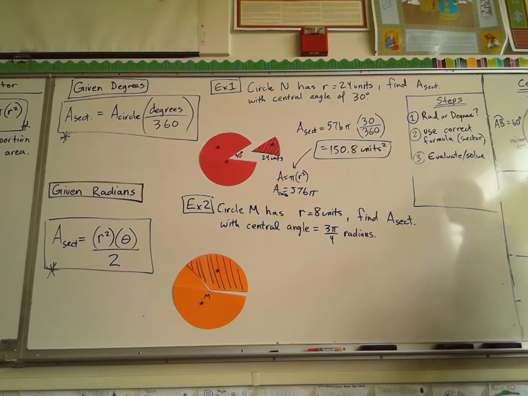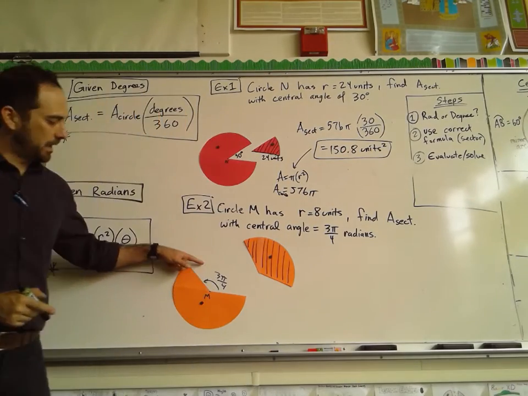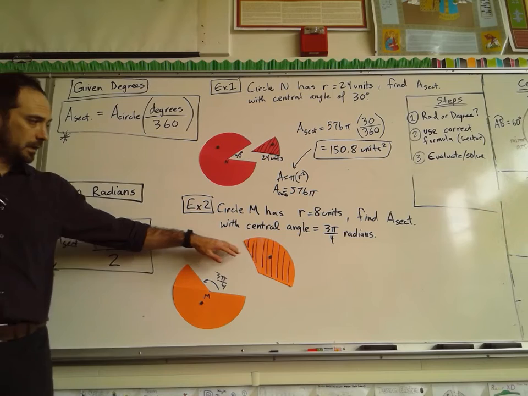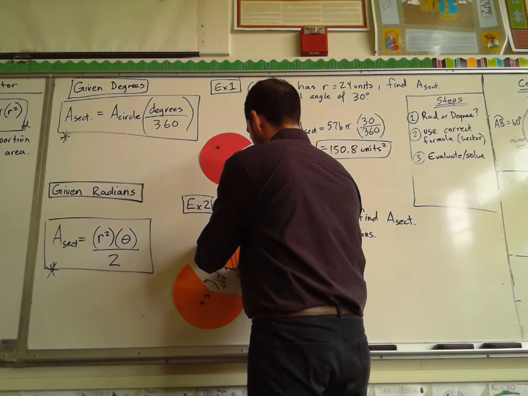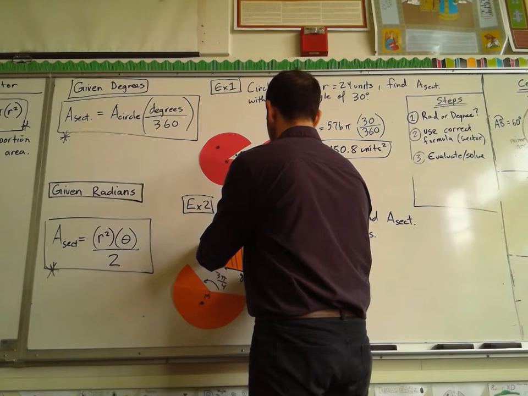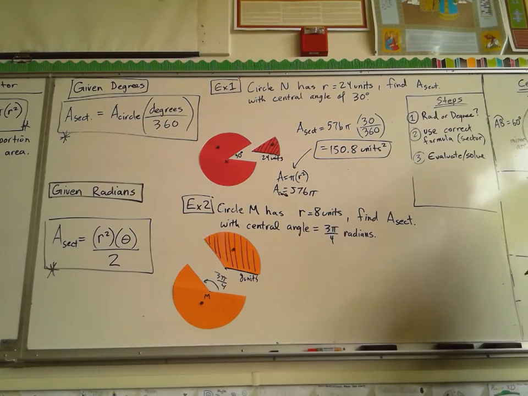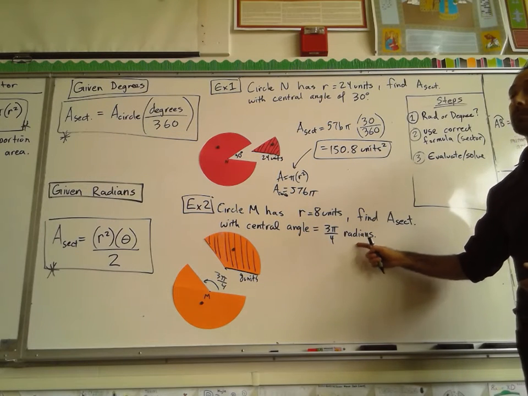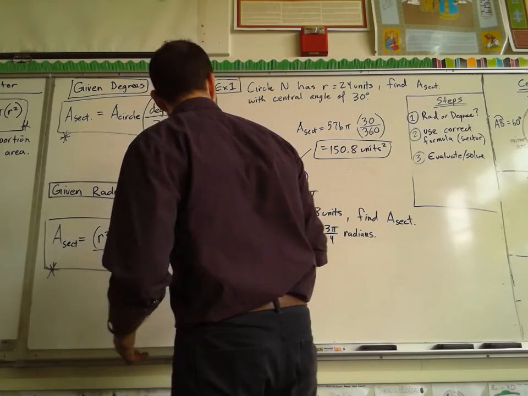Let's look. Circle M has a radius of 8 units. Find the area of the sector with the central angle of 3 pi over 4. So 3 pi over 4 is our radian measure for our angle. I want to find the area of this sector over here that I took away. We know that the radius is 8 units. So first step, radian or degree problem. It has the word radians in it. It's definitely a radian problem. So I'm going to use the appropriate formula because we're given the radians.